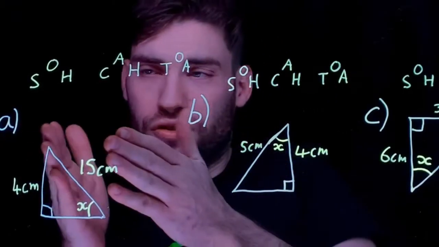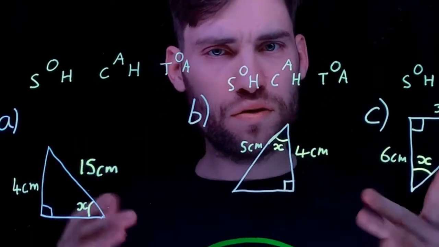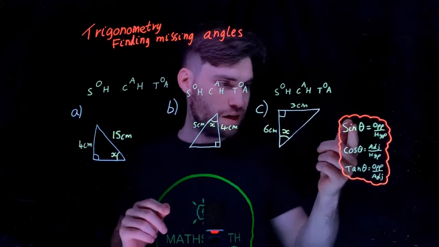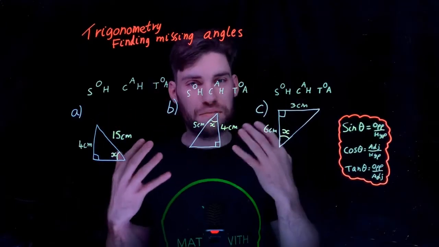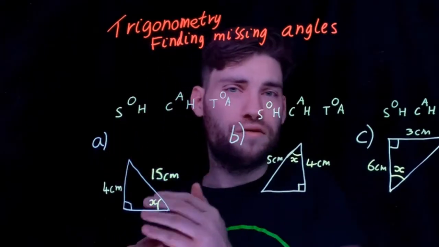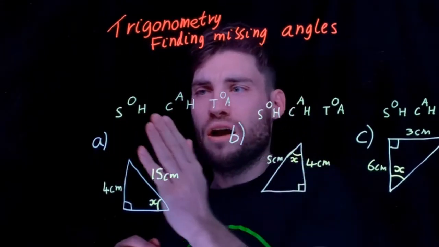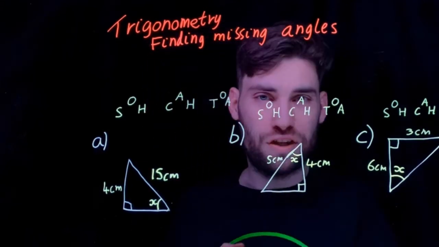This part above each triangle where it says SOH CAH TOA, all it is is an acronym we use to help us identify if we're using sin, cos or tan on each of these triangles when trying to find the missing angle. So what it stands for is S is for sine, C is for cosine, T is for tangent, O is for opposite, H is for hypotenuse, and A is for adjacent.